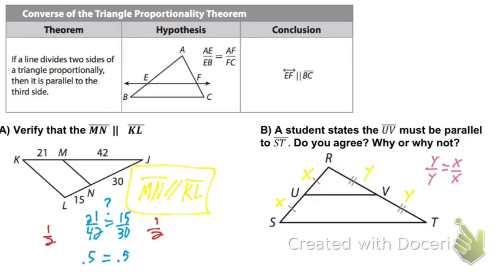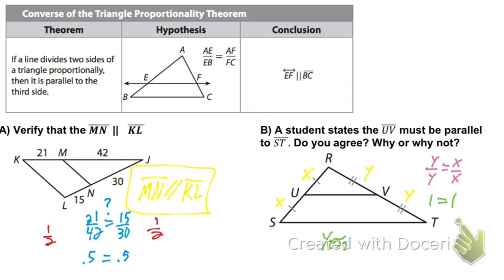All right, we agree. So, y over y and x over x. Well, what would those both simplify to? 1, because anything divided by itself is 1. You could also cross multiply and get xy is equal to xy, right? So, would we agree with the student? Yeah, I think we would.